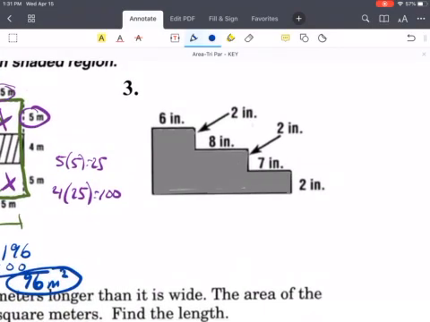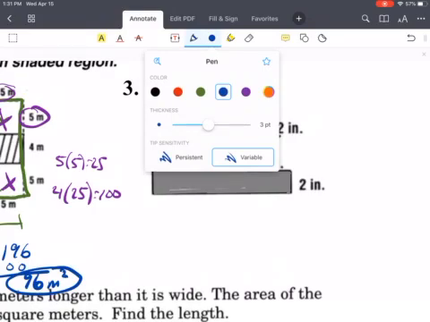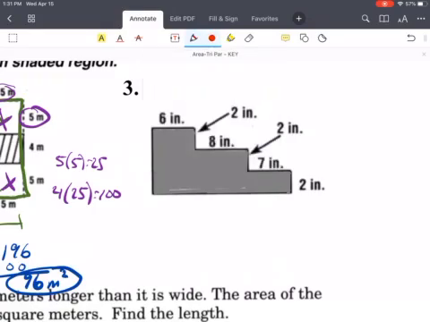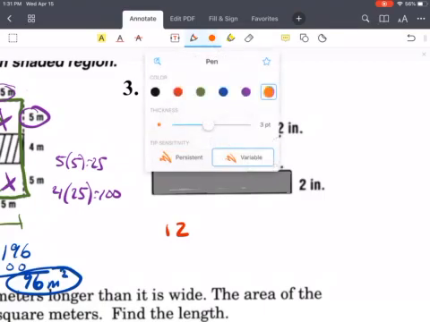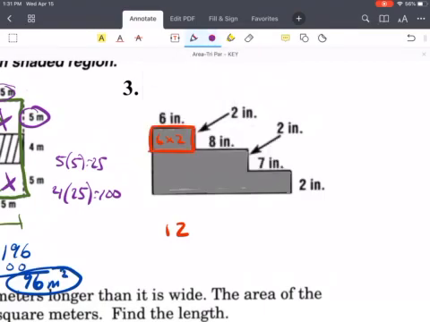Similar concept for number 3. We're going to break it up into different size shapes that we have. So first one I'm going to do is taking this rectangle up at the top, make that a 6 by 2, which gives me 12. Then I'm going to take this figure, which is 6 and 8, so it has a width of 14, with a height of 2. This is 28.